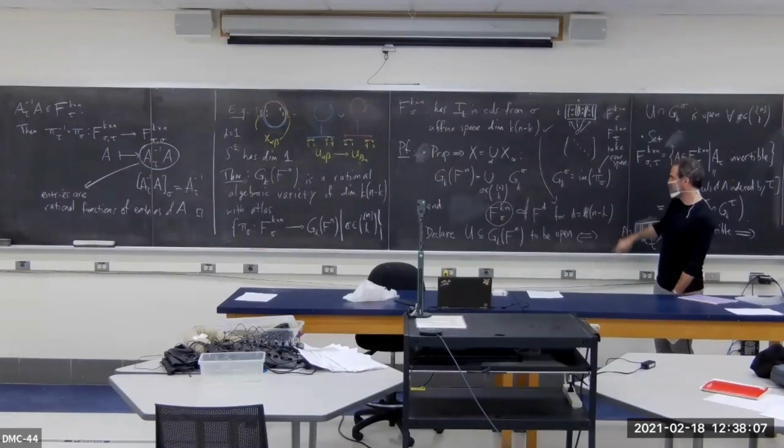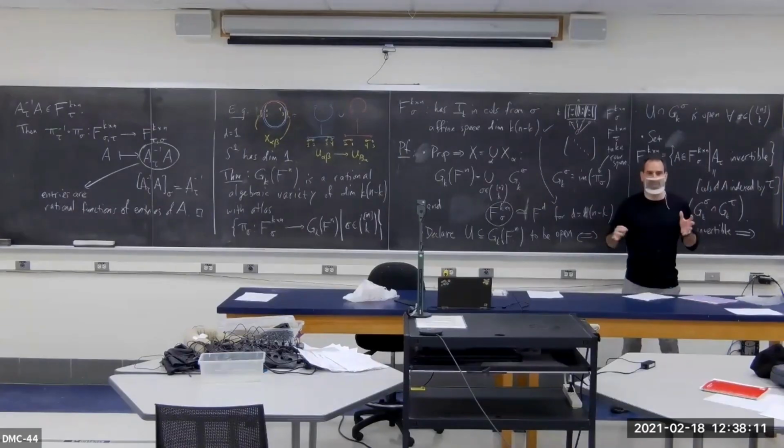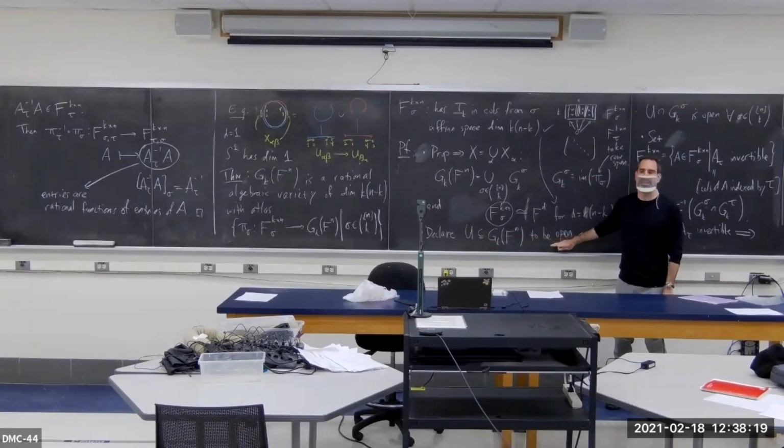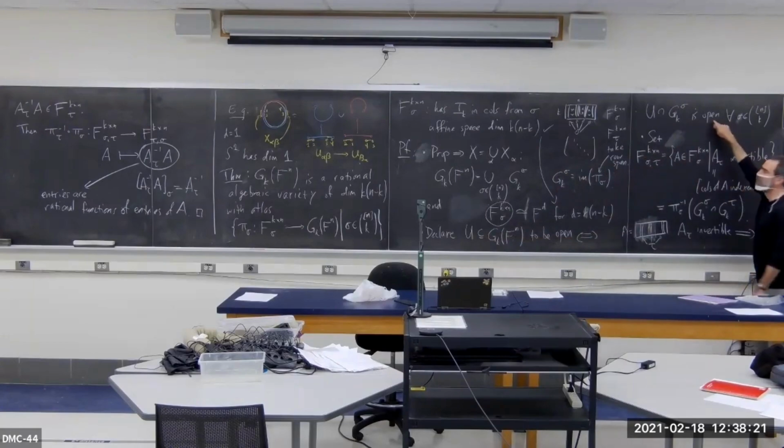So the next thing we did was say, wait a minute, I'm supposed to know that I have an open neighborhood that looks like a vector space. So I need the notion of open to be consistent. And so then I told you what it means for a subset to be open. I just defined it to be that you're open if, in every chart that you look at, you're open in that chart.